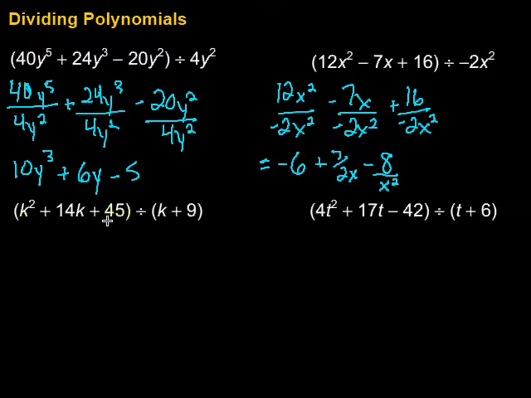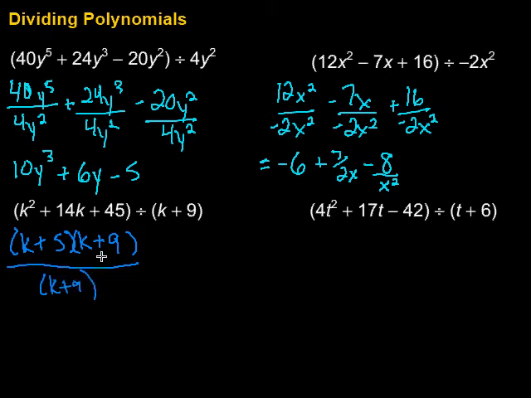Let's see, to factor this, I'm looking for factors of 45 that add up to 14. Well, I think that would be 9 and 5. Okay, so then how that's going to break up, our signs are plus and plus, because this is plus and that's plus. First term is going to be k and k, because that's how we get k squared. And then remember, it doesn't matter which order we put them in, 5 and 9. Okay, then we put that over k plus 9, and notice we've got a k plus 9 there, a k plus 9 there, gone, and we're left with our answer of k plus 5.